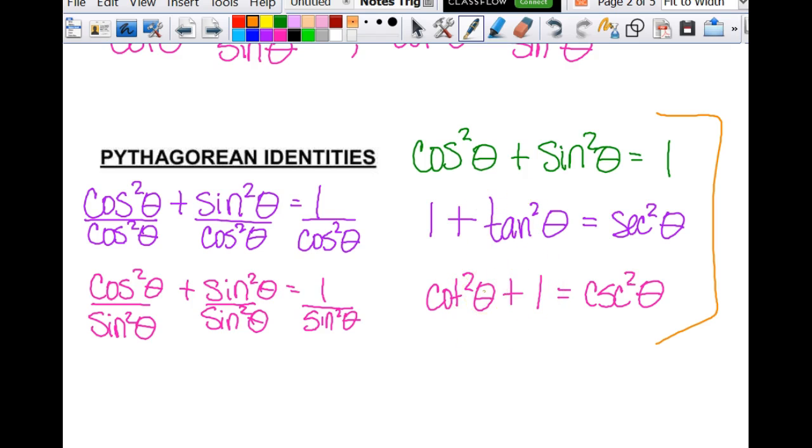It's either tangent, 1 plus tangent squared or cotangent squared plus 1, but I'm not adding 1 to the secant or the cosecant. You with me? And these are both of the cos together, and these are the 2 that don't have the co together. Does that make sense to you?